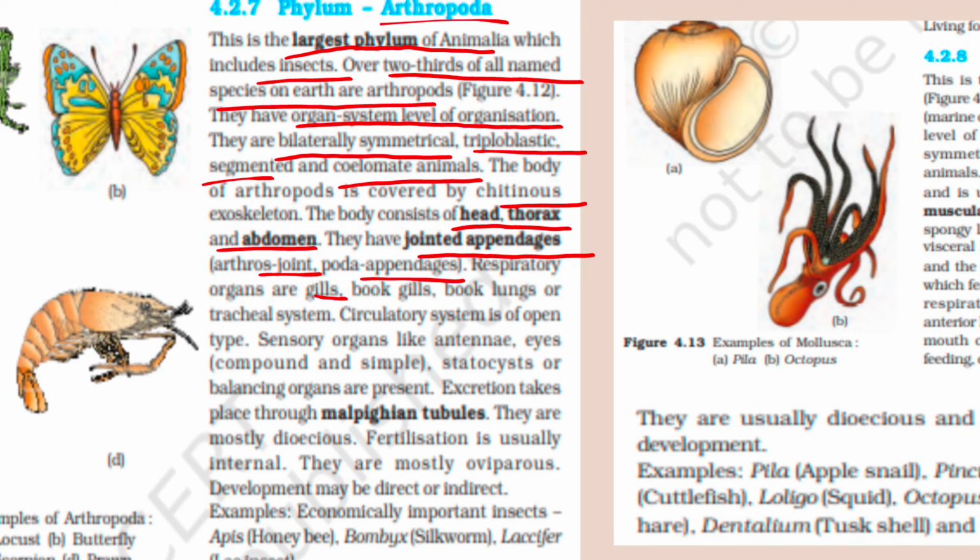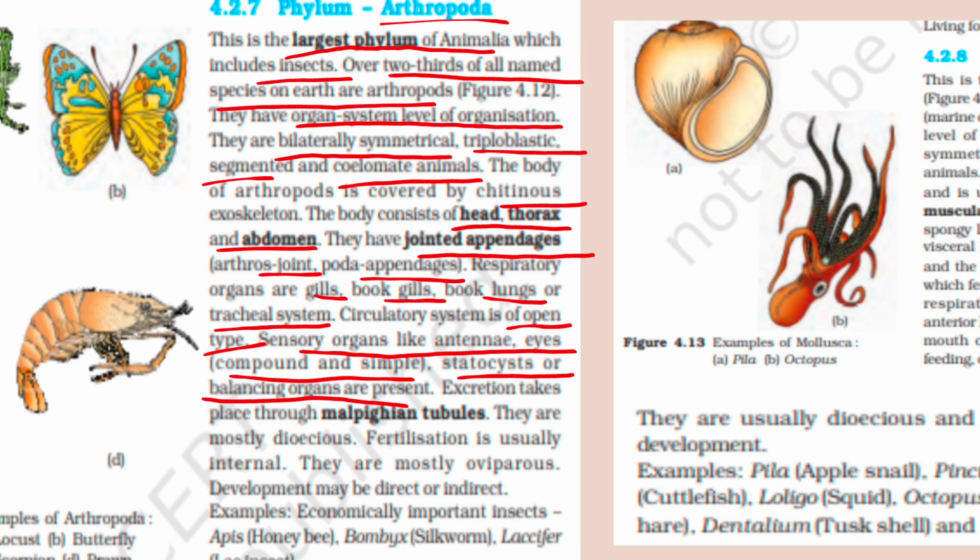Respiratory organs are gills, book lungs, or tracheal system. Circulatory system is of open type. Sensory organs like antennae, eyes. Eyes can be compound and simple. Statocysts or balancing organs are present. Excretion takes place through Malpighian tubules. They are mostly dioecious. Fertilization is usually internal. They are mostly oviparous. Development may be direct or indirect.